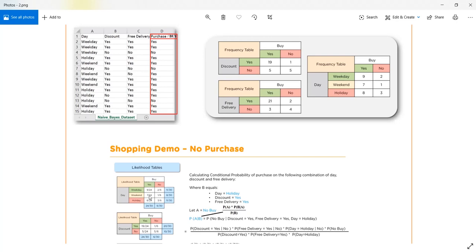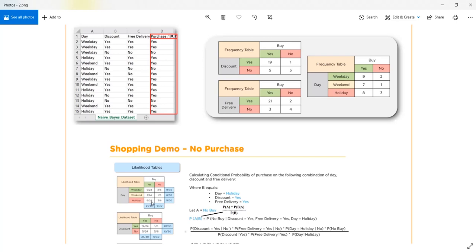And why is this 24? Divided by the days where there is a purchase, so 7 by 24. So this is the conditional probability that the day is weekend and there is a purchase, 7 by 24. What is this holiday? This 8 by 24 is the number of observations where the day is holiday and there is a purchase, so this is 8 divided by 24.